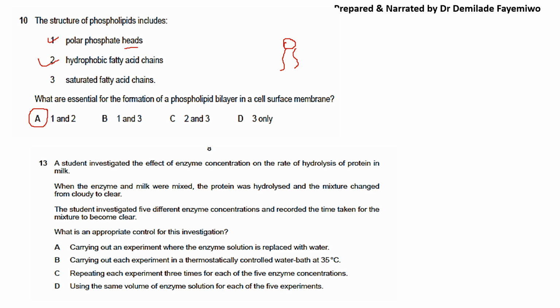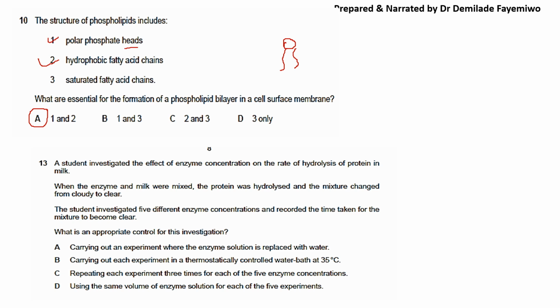Then question 13. A student investigated the effect of enzyme concentration on the rate of hydrolysis of protein in milk when the enzyme and the milk were mixed together. Oh, and I see this is question number 13, sorry, so not number 11, number 13. I've rearranged them in order to conserve space on this video. But all the other questions are in the video, so please don't worry too much about it.